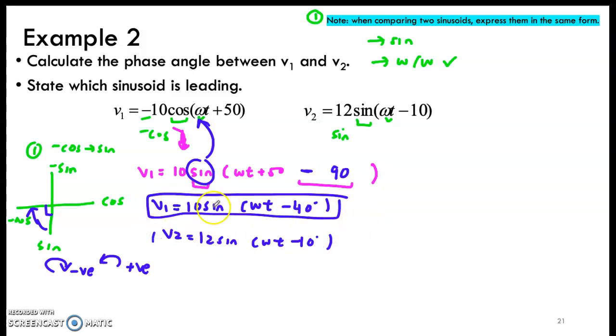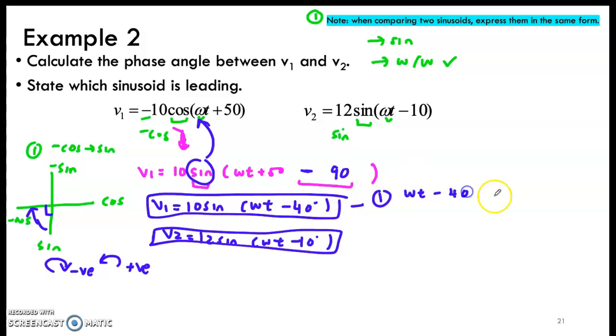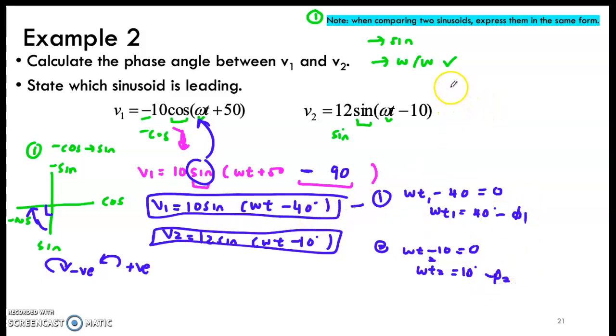Okay, so how are you going to compare these two graphs? First, because you want to know the phase, the phi, you just equate the bracket to 0. So omega t1 is equal to 40. How about number 2? Omega t minus 10 is equal to 0. Omega t2 is equal to 10 degrees. So this will be phi 1, this will be phi 2. Okay, next you plot the graph. This is the first step. Then you start to compare the phi.